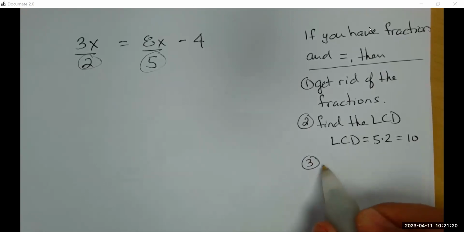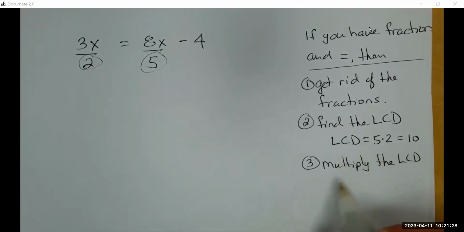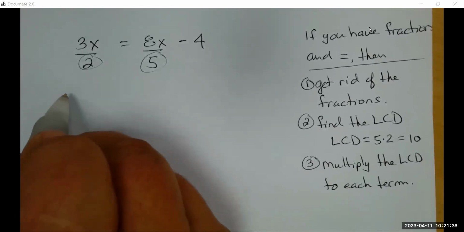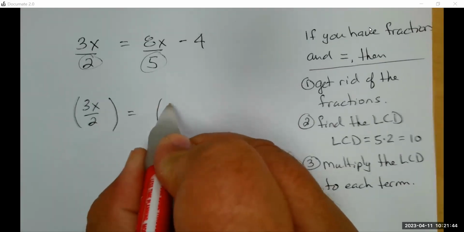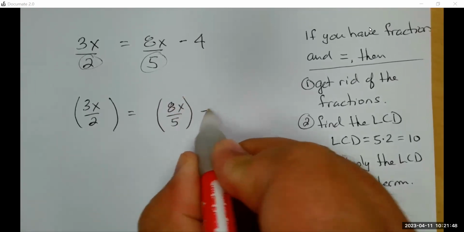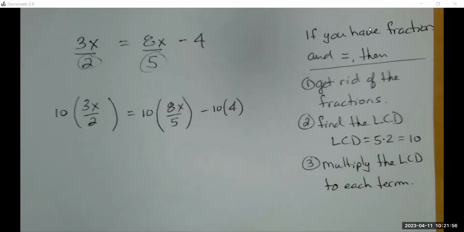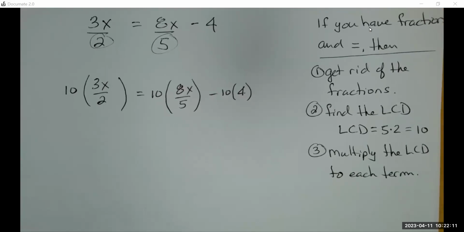Step 3. Multiply the LCD to each term. In other words, just put a parenthesis around each term, and put the LCD in front of it or behind it, doesn't matter where. So we found the LCD, we multiply the LCD to each term.